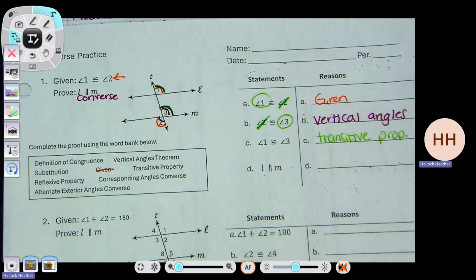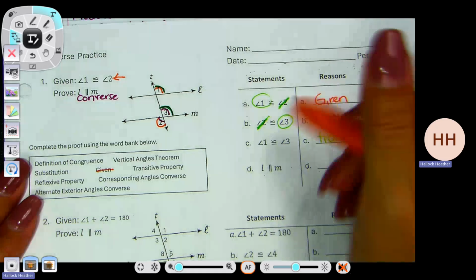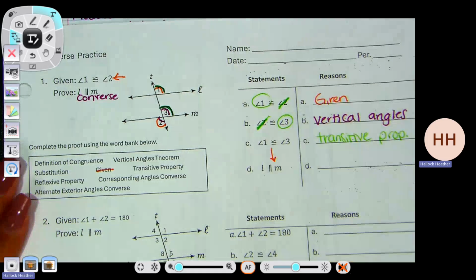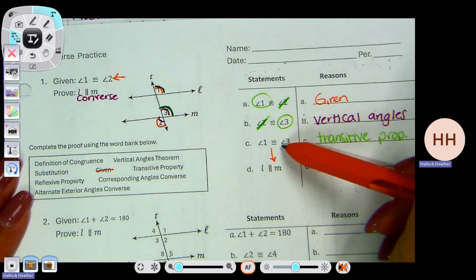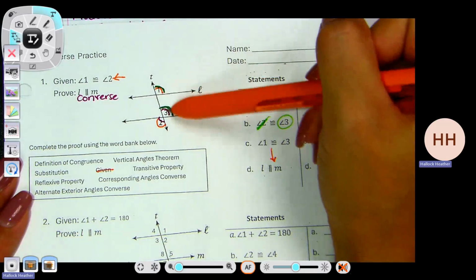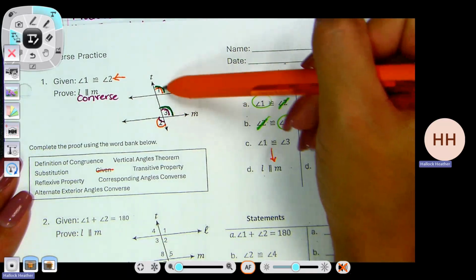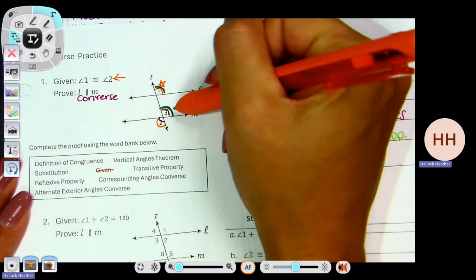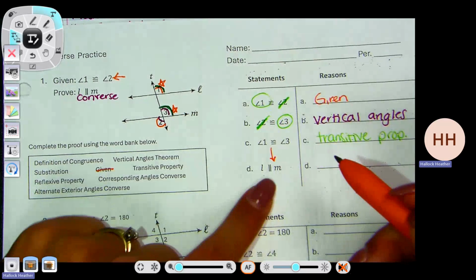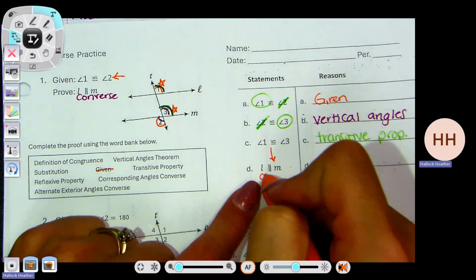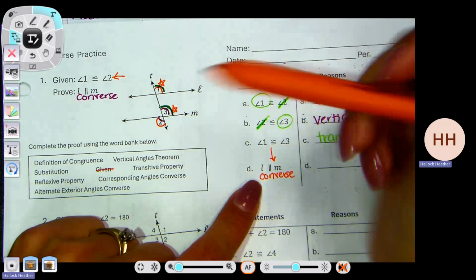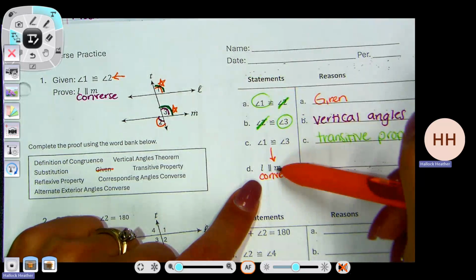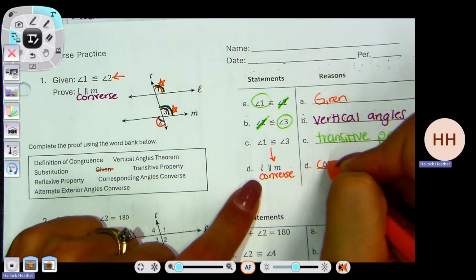The next one just says that L is parallel to M. How can I prove from the previous step to the next step that they're parallel? Nope. Because you're connecting the previous step to the next step, and angle 1 and angle 3 are not alternate interior angles. What are they? They are corresponding angles. Anytime you have the parallel symbol, that has to be a converse. In this case, they are corresponding angles because you're connecting this to this. So corresponding angles, converse.